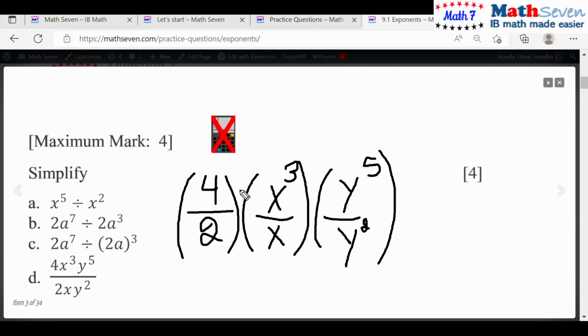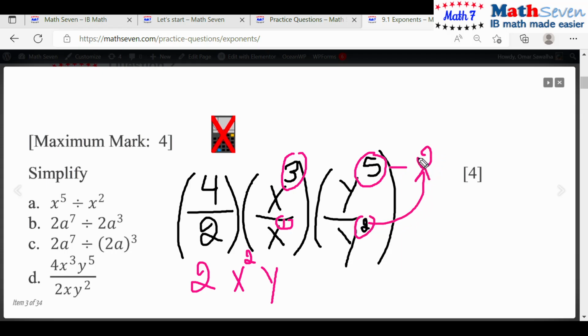Let's change the colors. 4 divided by 2 is 2. Now this is to the power of 1 because there is no power. Now you subtract, you say 3 minus 1. Why did we subtract? Because we have division. So this will become x to the power of 2. Now let's see the y. Again, we have division, so you say 5 minus 2, so it's y to the power of 3. Done. That's your final answer.